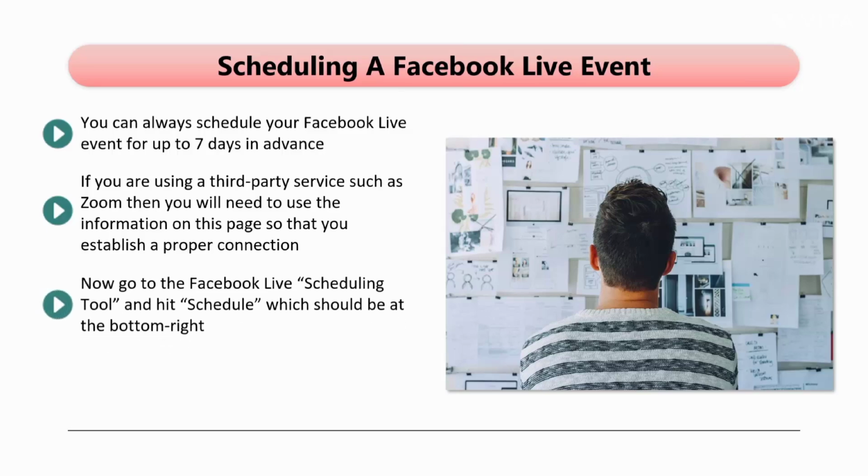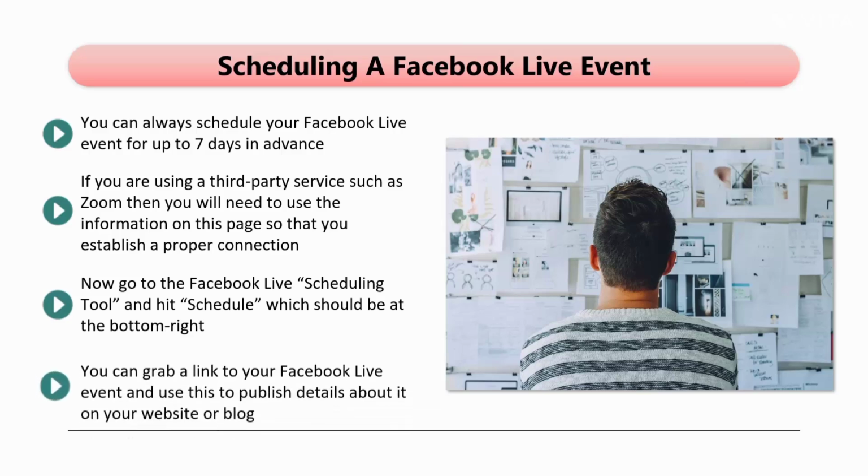Now go to the Facebook Live scheduling tool and hit Schedule, which should be at the bottom right. You'll see a preview of your event here, and you can add an image, this is a good idea, as well as configure the date and time of your event. Apart from giving you more time to promote your Facebook Live event, scheduling will create a lobby where people that join your event 3 minutes before it starts can interact with each other.